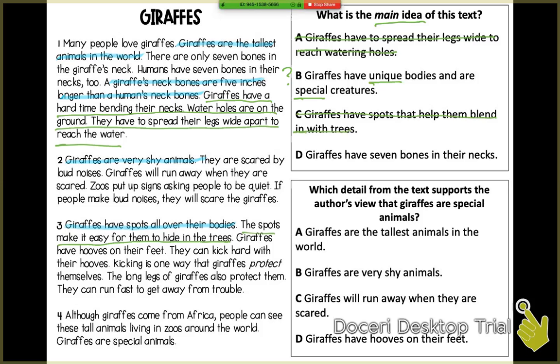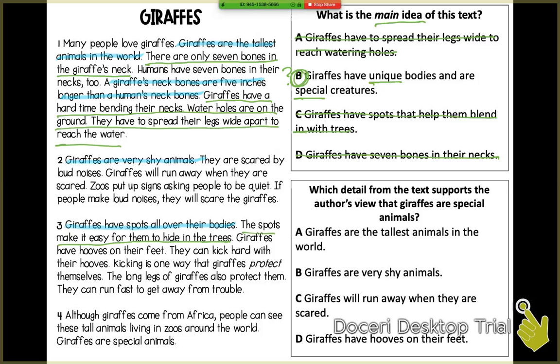D says giraffes have 7 bones in their neck. Yep, they sure do. There are only 7 bones in their neck. However, is the whole story mostly about the bones in their neck? No, that's just one detail about how they're unique and special because of their super long necks and the bones in their necks. So while D is a great supporting detail, it's not our main idea. B is the sentence that best supports what the main idea or the whole story is mostly about.